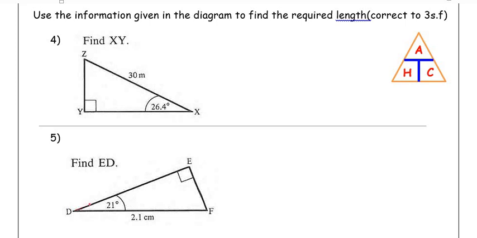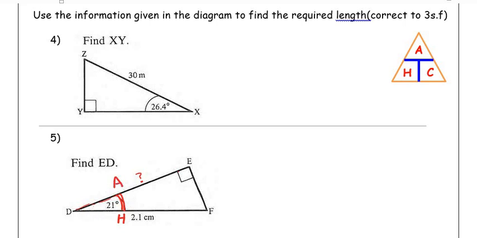This side is actually ED, so they want us to find this side. And this is the marked angle, it's 21 degrees. According to this angle, the 2.1 side is opposite to the right angle, and this is also the longest side, so this will be the hypotenuse. And where I put the question mark, this side is the adjacent.